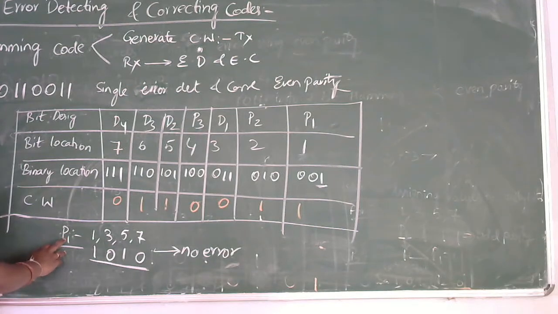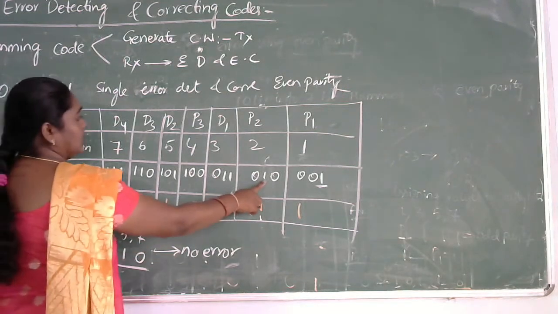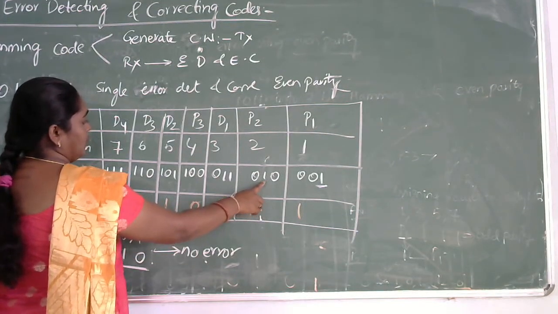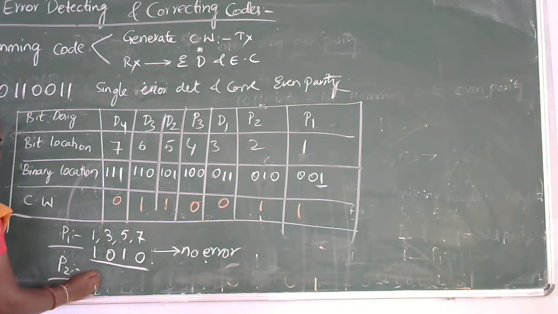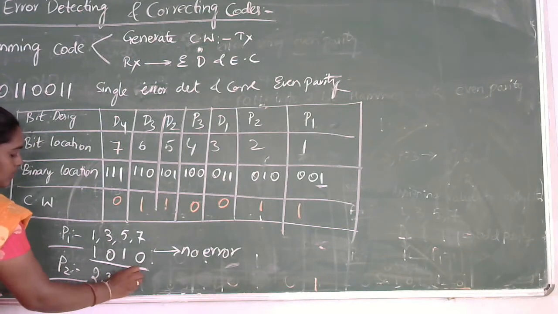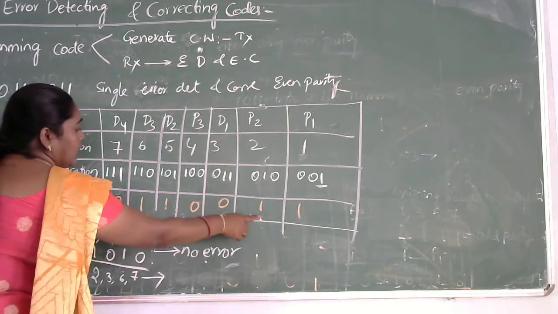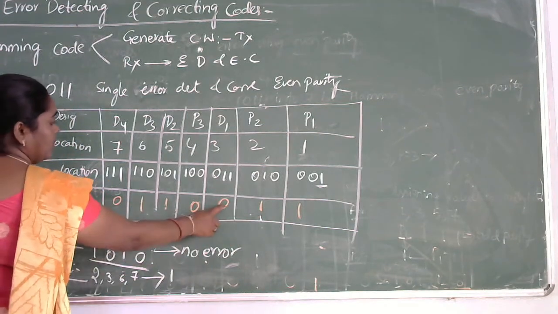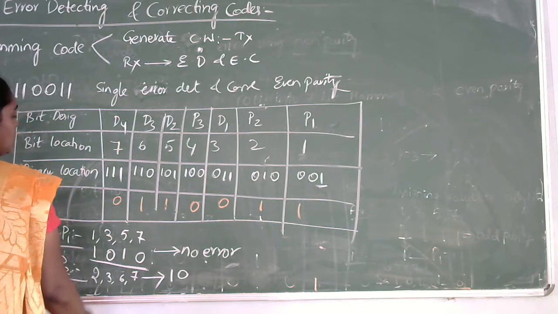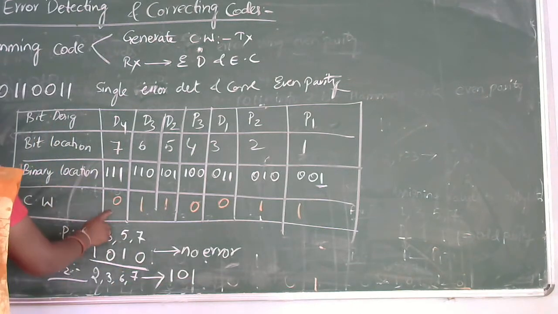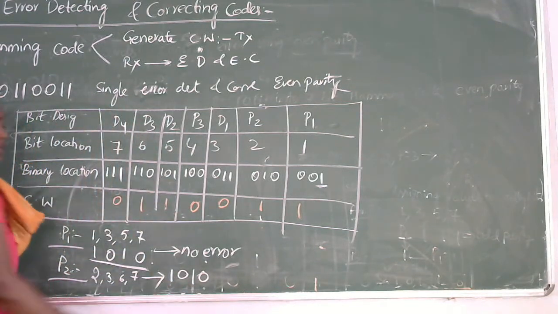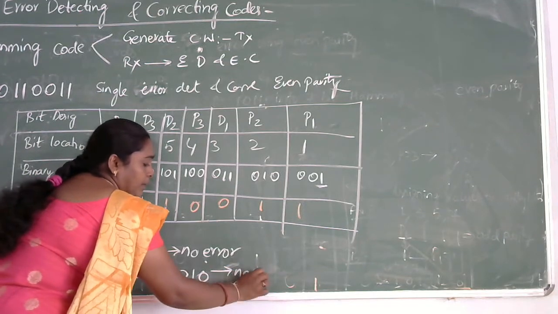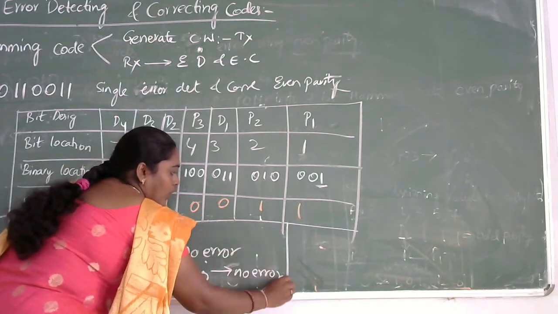Similarly, now let me check for P2. For P2, the 1 is present in the middle position, so I need to check for 2, 3, 6 and 7. For 2, the corresponding number is 1. For 3, 0. For 6, 1. For 7, 0. The total number of ones is even, and the given question is also even. That represents for P2 also there is no error.